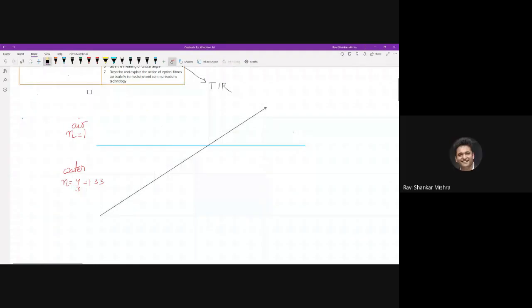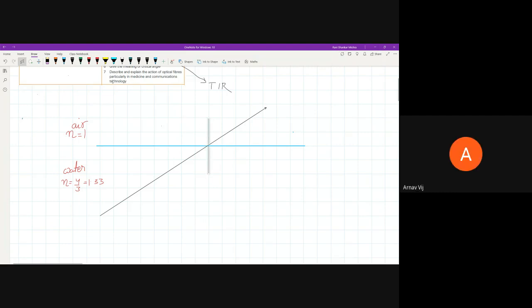Can I draw the light ray like this? So is it that when light goes from denser to rarer, it moves away from the normal? Now you are not audible. Hello, sir, can you hear me? Now we can hear you. Excellent, yes.